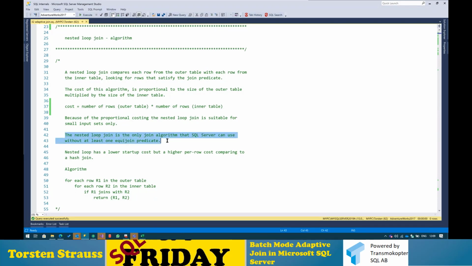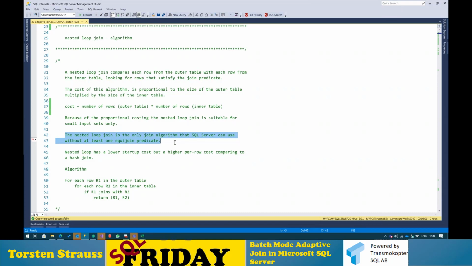Something which is also worth mentioning is that the nested loop join operator is the only join algorithm that SQL Server can use without at least one equi-join predicate. And this is already a limitation. When you have a query using a logical join, and you have a join predicate which is not written in a way where column 1 is equal to column 1 of the other table, then you have a non-equi join. And the only operator SQL Server can select and implement in the query execution plan to fulfill this logical requirement is the nested loop operator.